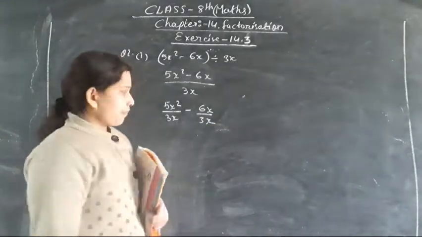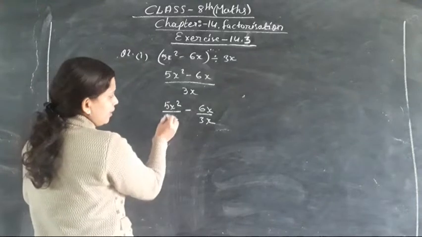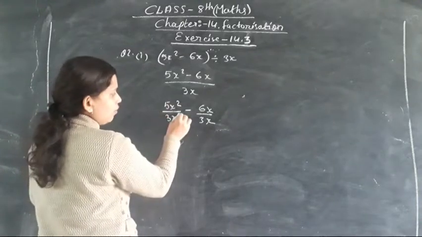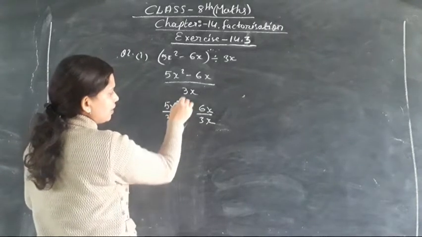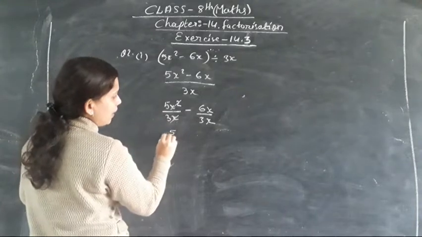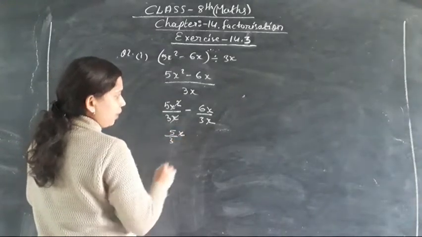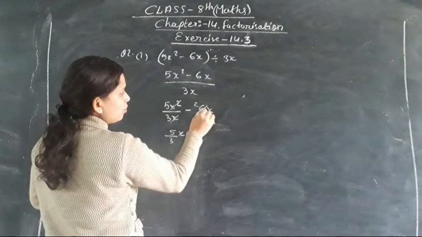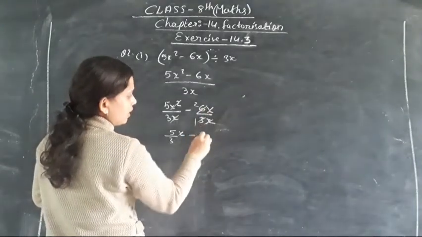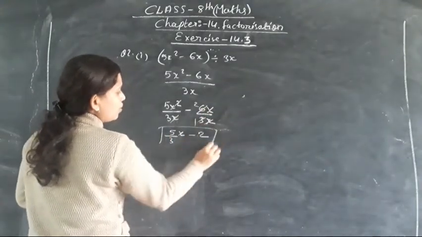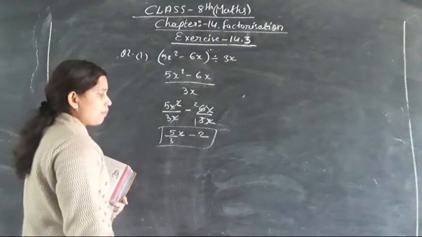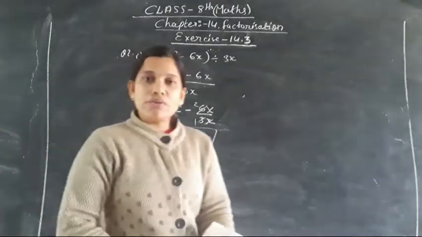Okay. Now here you can see that 3 and 5 will not get cancelled. What gets cancelled? X will easily get cancelled. So 5 by 3, x is there. Okay. Minus: here x is 2 times, here it will be 1 time. X will get cancelled. So what is the answer you are getting altogether? 5x upon 3 minus 2 is the required answer.